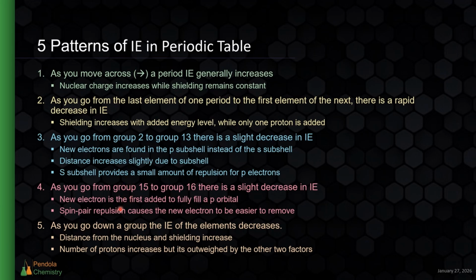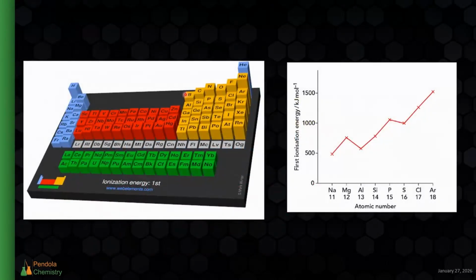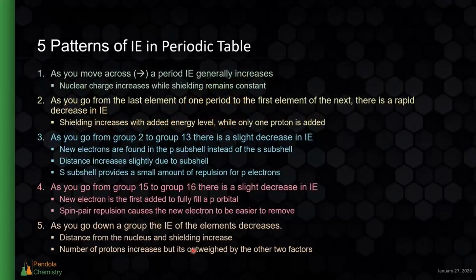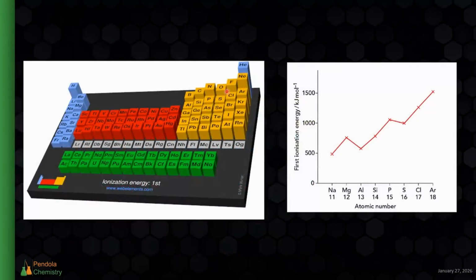And so that spin pair repulsion makes it easier to remove that electron in group 16 than it is in group 15. And finally, as you go down the group, the ionization energy of the elements decreases. And this is because the distance from the nucleus and shielding is going to increase. As we add new energy levels going down the group, from 2 to 3 energy levels to 4 to 5, those added energy levels are going to increase shielding, and they're also going to increase the size of the atom. The number of protons increases, but it's outweighed by the shielding and the distance, and so the ionization energy is going to go down.